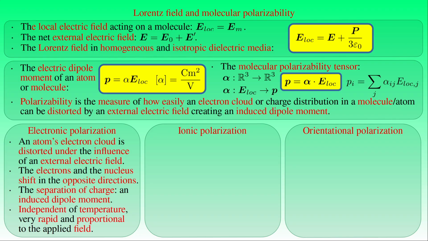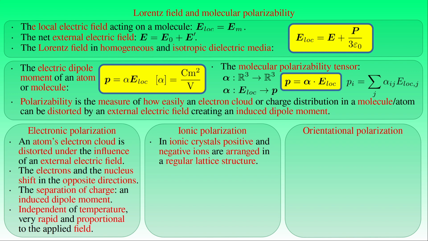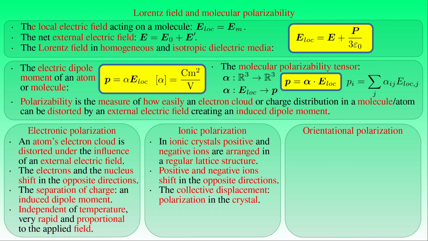The magnitude of this induced dipole is proportional to the applied field and is characterized by the electronic polarizability. Ionic polarization occurs in materials like ionic crystals, where positive and negative ions are arranged in a regular lattice structure. When an electric field is applied, positive ions shift slightly in the direction of the field while negative ions move in the opposite direction, creating many induced dipoles. This collective displacement produces a strong overall polarization in the crystal.